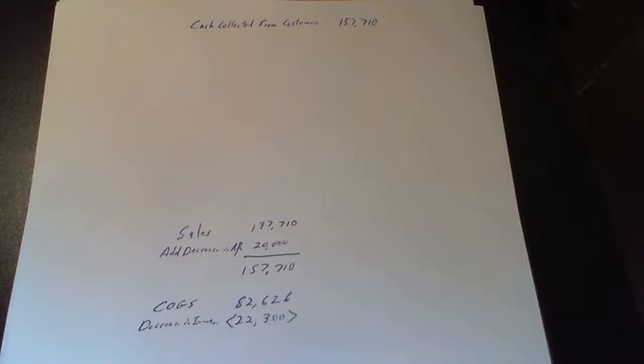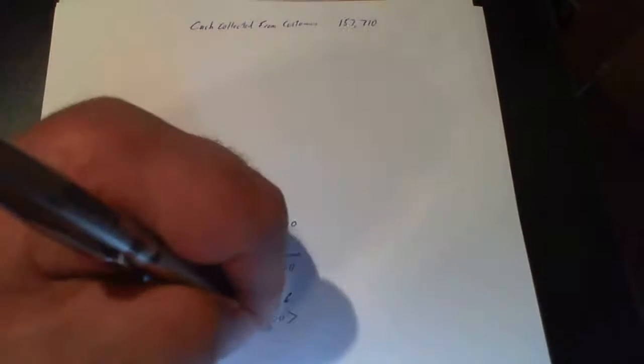All right, then we have our purchases. So that's the net of that, and with our purchases, let's see, subtract the 22,300, that gives us 60,326.